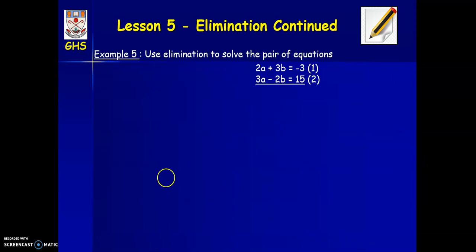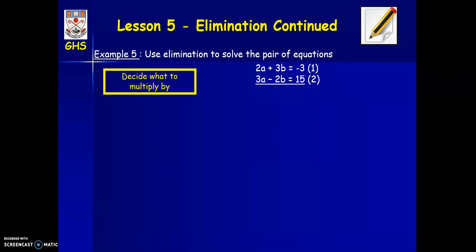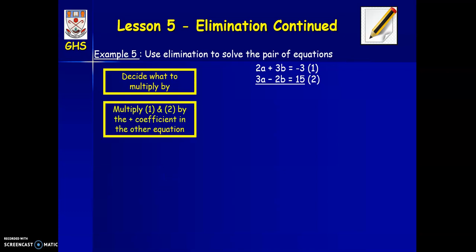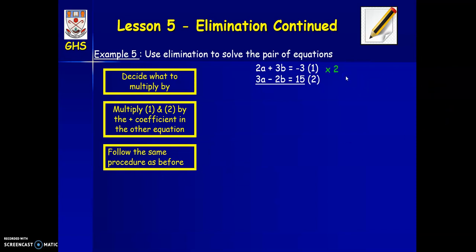So, just to recap, we decide what to multiply by. We multiply equation 1 and 2 by the coefficient in the other equation, and then we follow the same procedure as before. So, equation 1 will be multiplied by 2 because we have a 2b here. Equation 2 will be multiplied by 3 because we have a 3b here. So multiplying equation 1, we get 4a plus 6b equals negative 6. Multiplying equation 2, we get 9a subtract 6b equals 45.